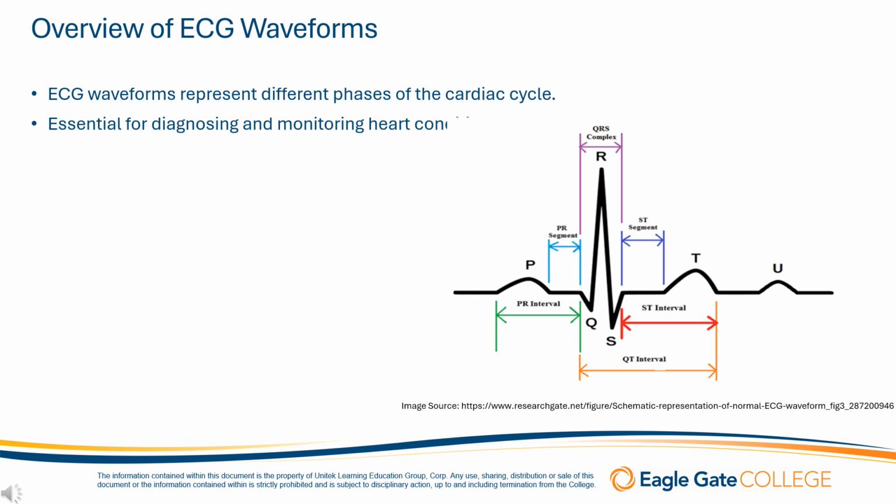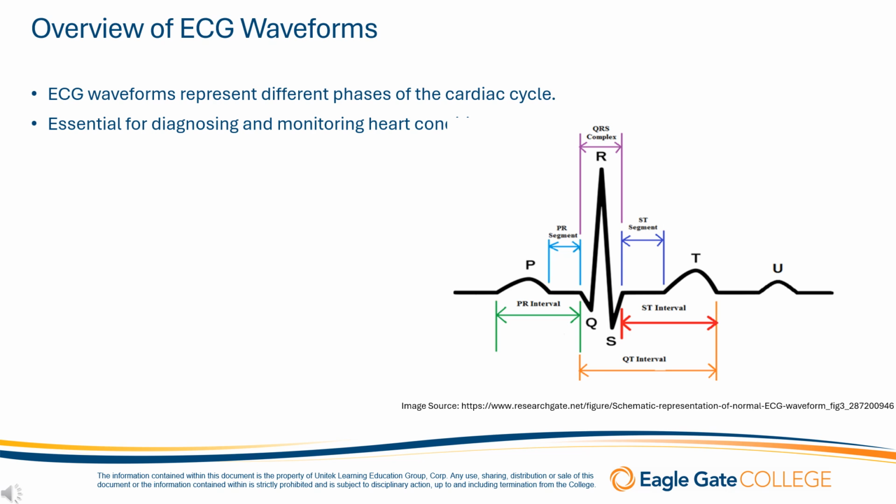And the QRS duration is the time taken for the depolarization and repolarization of the ventricles. A normal QRS duration indicates that the ventricles are being activated in a coordinated manner, which is essential for effective pumping. ECG waveforms are not just lines and peaks on a graph. They provide vital information about the heart's electricity and its ability to function properly.